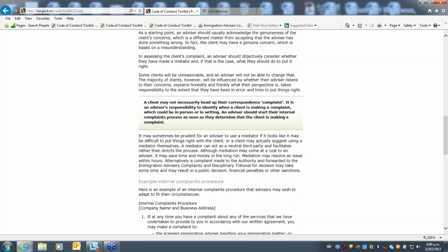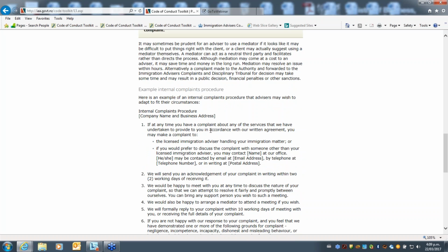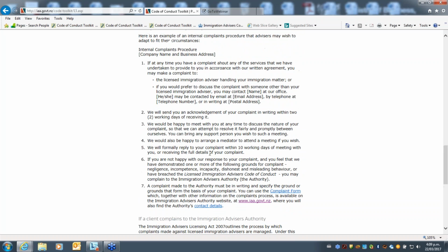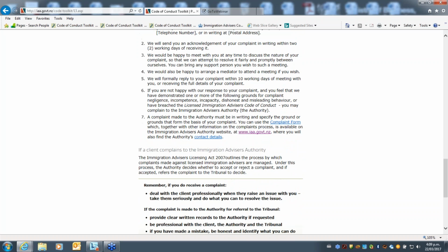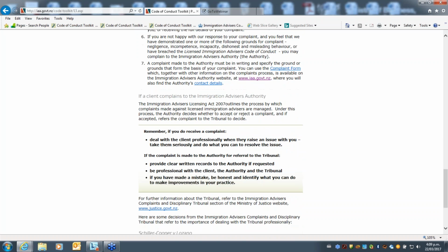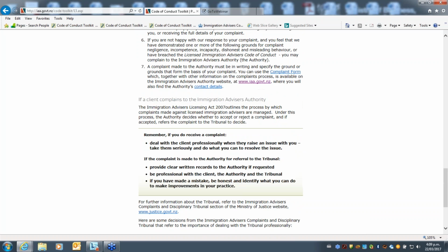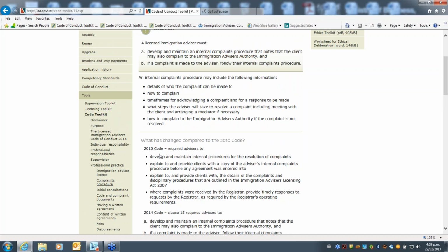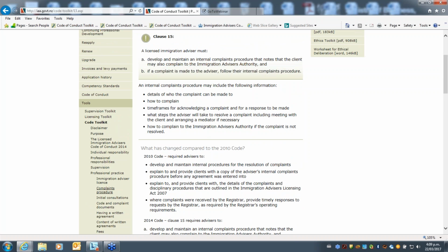And we do have an example internal complaints procedure here that you may wish to draw on. So we do encourage you to take complaints seriously and do your best to resolve them without them coming to the authority.